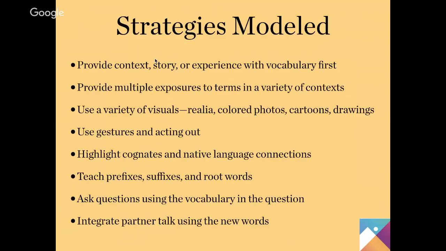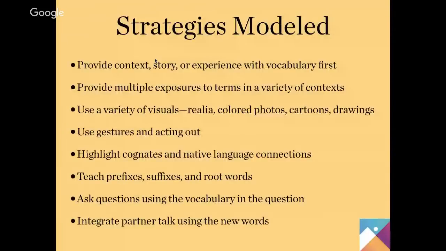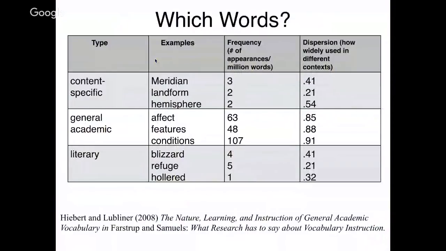So one of the big questions is, which words do I teach when I can't spend time on all of them? I'd like to end this session with this chart that comes from one of the sources I mentioned at the beginning, and that is from the Farstrup and Samuels, What Research Has to Say About Vocabulary Instruction. I'd like to walk you through this chart and then give a second to process. There are 3 types of vocabulary that they pull out: the content specific, often known as tier 3, the general academic, often known as tier 2, and then literary, which could be a tier 3, tier 2.